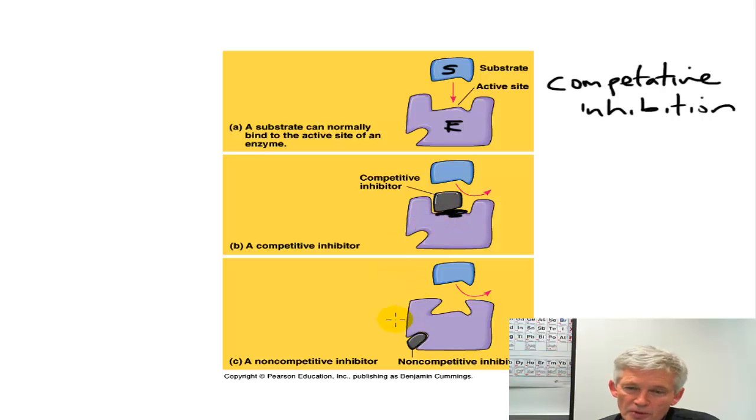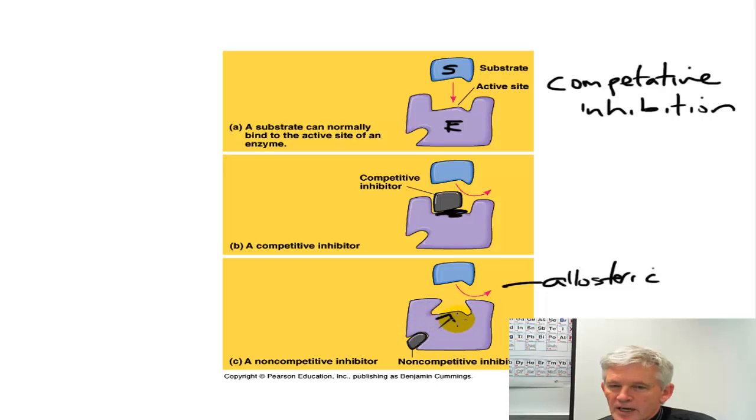There's also something called non-competitive inhibition, also known as allosteric inhibition, where some inhibitor molecule actually binds at a site other than the active site. And in so doing, notice that it actually changes the shape of the active site. By changing the shape of the active site, the substrate cannot bond to the enzyme.